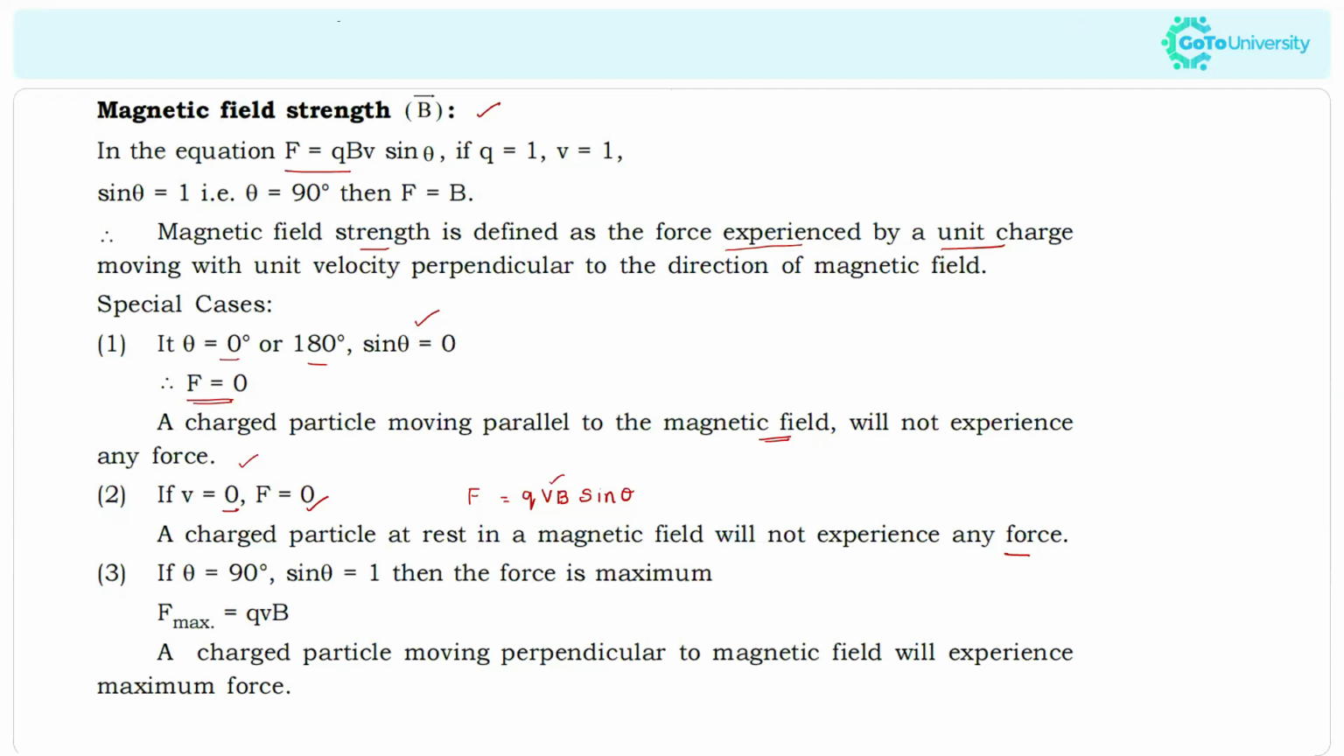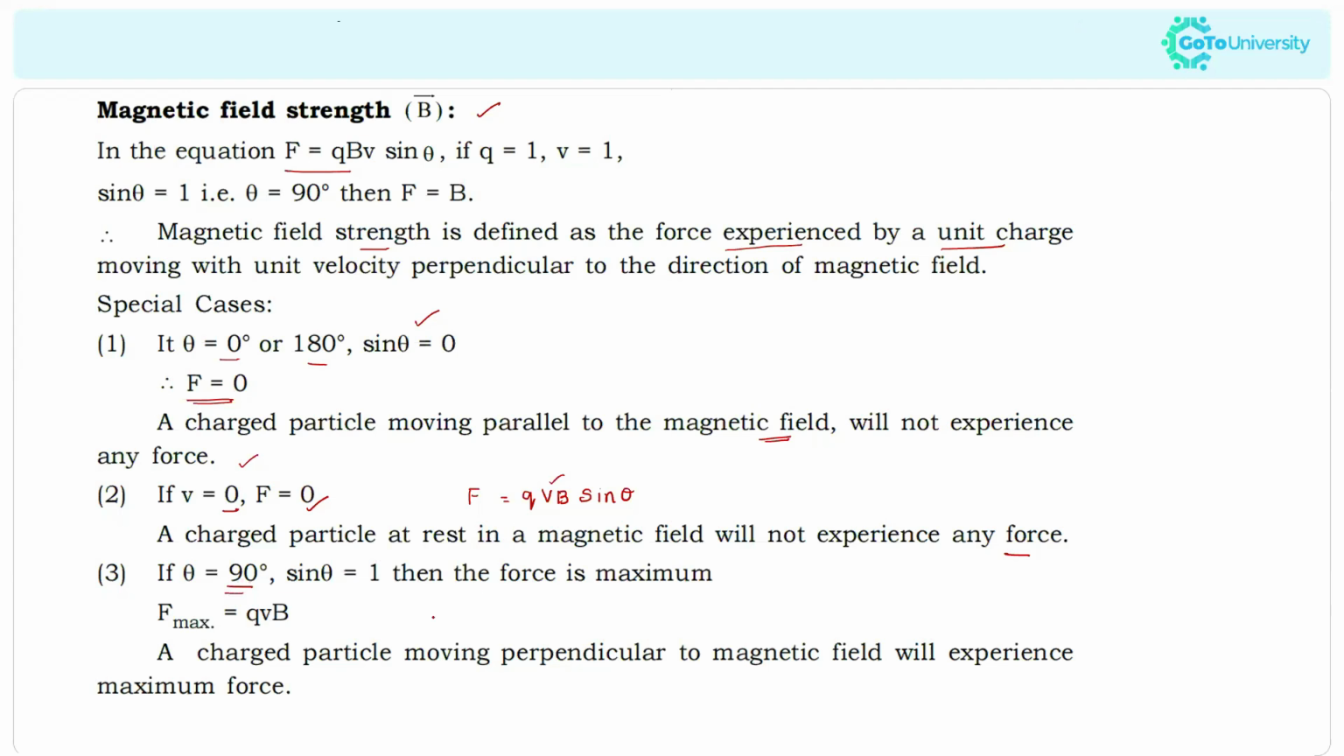Now we are moving to the third one. The third one is when the charged particle is moving perpendicular to the magnetic field. So what will happen at that time? It's known that the angle will become 90 degrees.